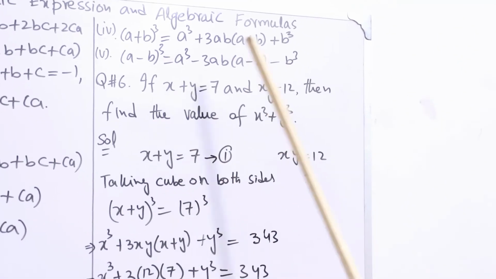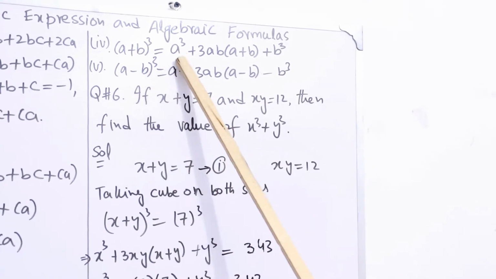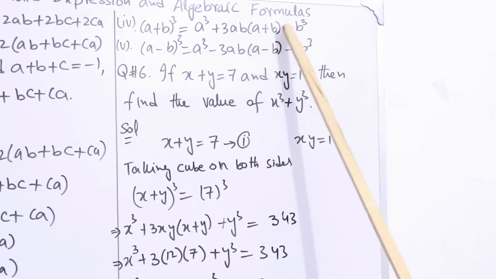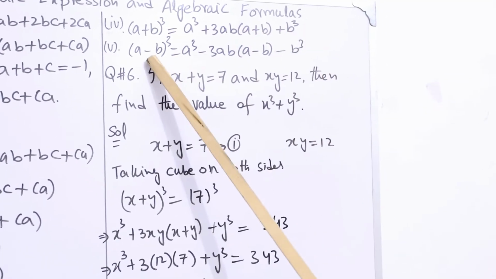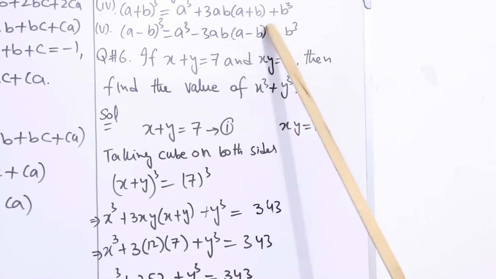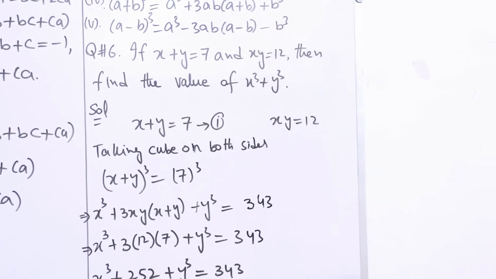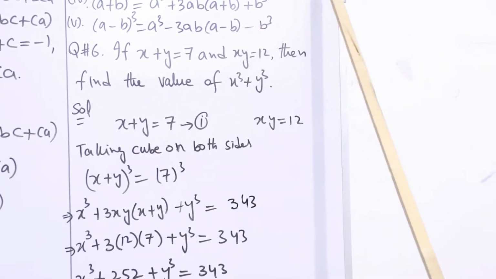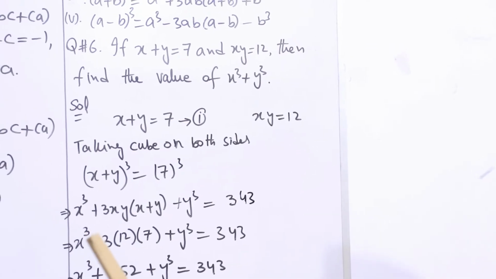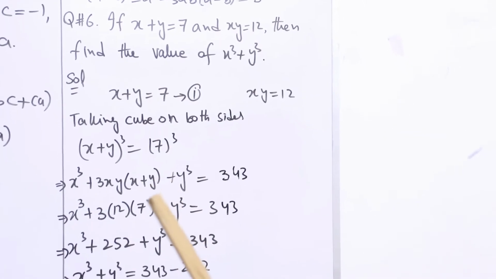Again, another formula: (a+b)³ = a³ + 3ab(a+b) + b³. (a−b)³ = a³ − 3ab(a−b) − b³. So by using this formula, we will solve questions number 6, 7, 8, 9.